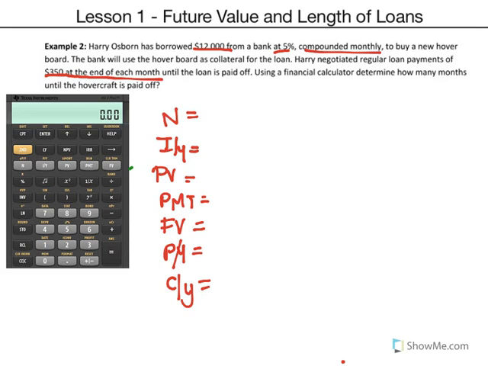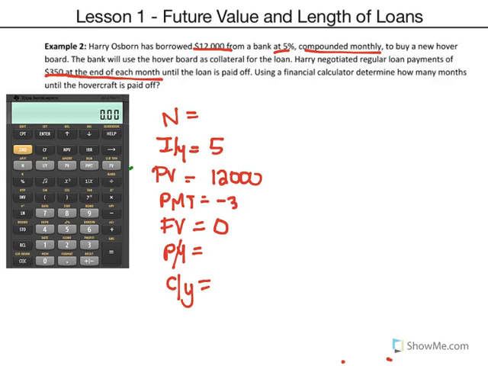So our interest rate is 5. Our present value is our loan, which is $12,000. So really, this is the only thing that's different between loans and investments. For our loans, our present value is the number. We want our future value to turn into 0.